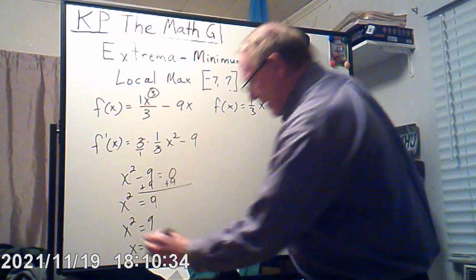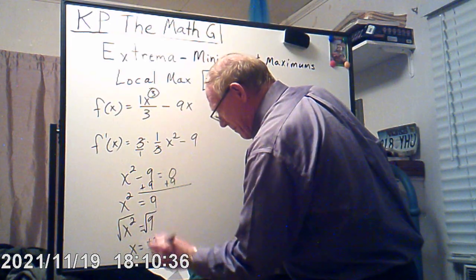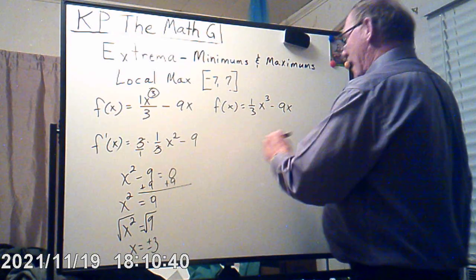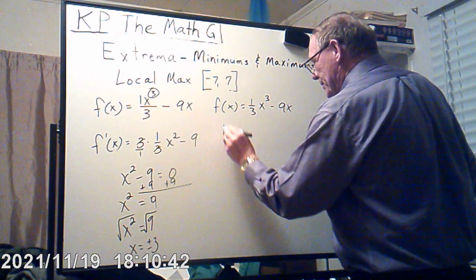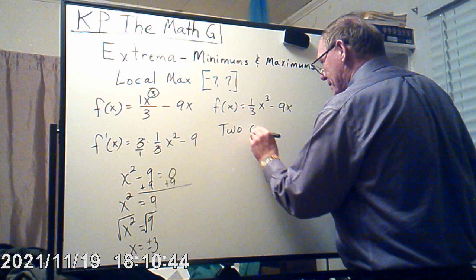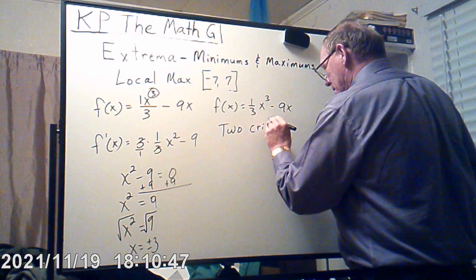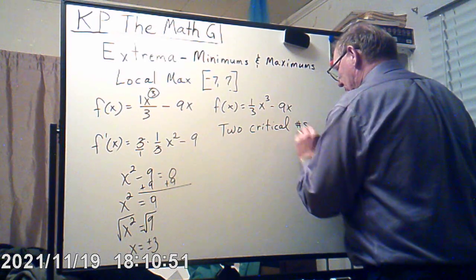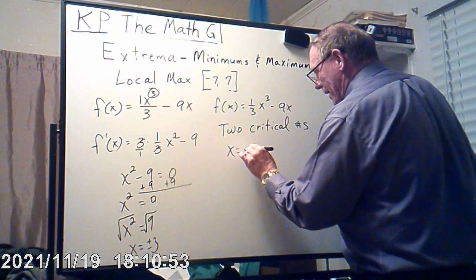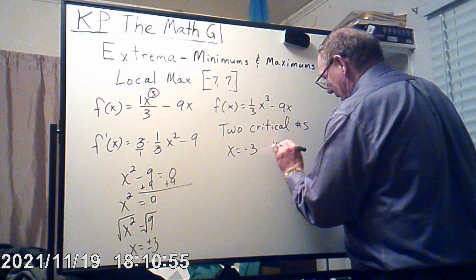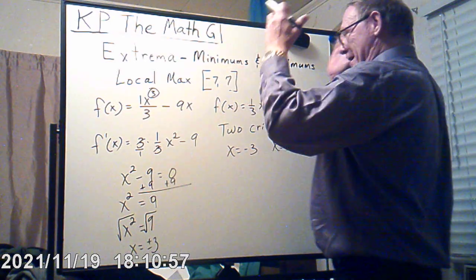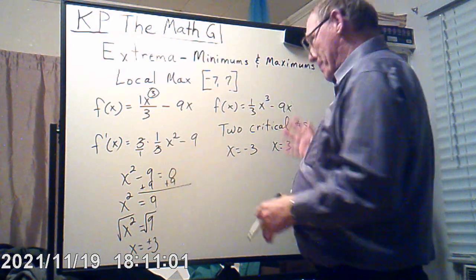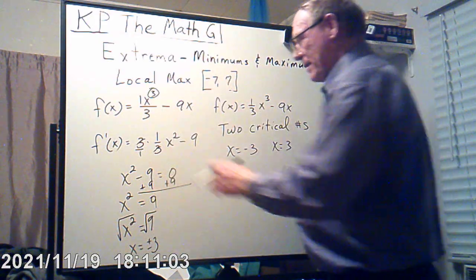Alright, so if you take the square root of both sides, remember you introduce plus or minus. So look at this. We have two critical numbers. I'm just going to abbreviate. X equals -3, x equals 3, and we still got to try the endpoints. Now, what do we mean by trying all of this?